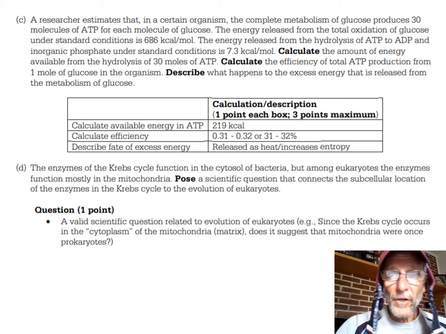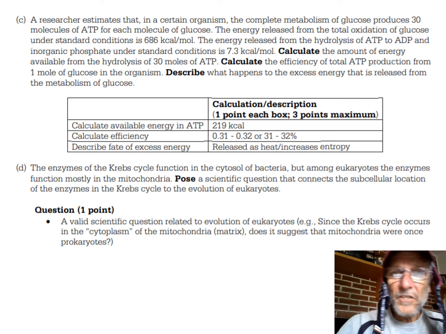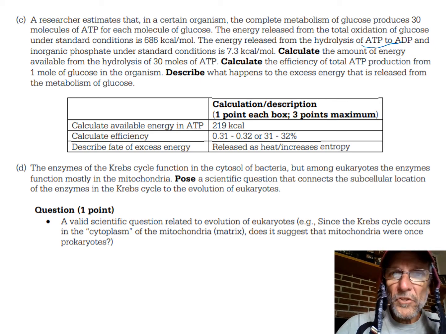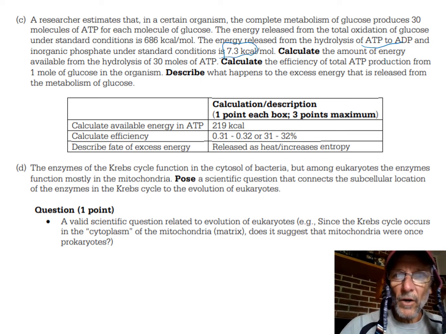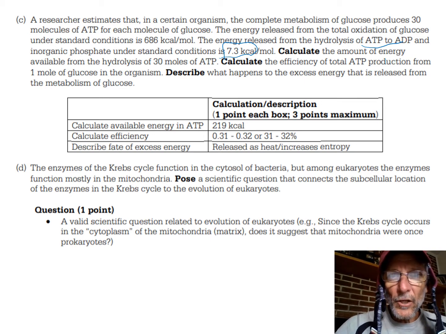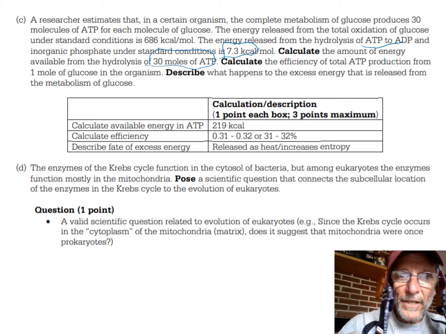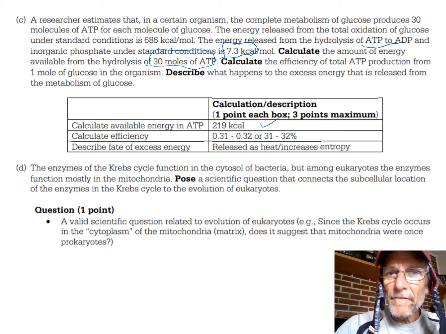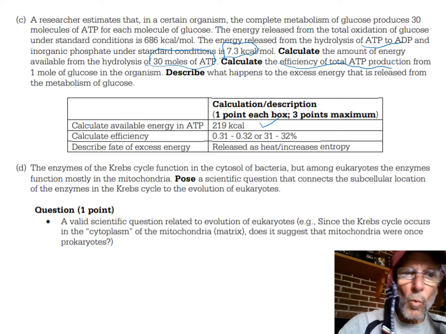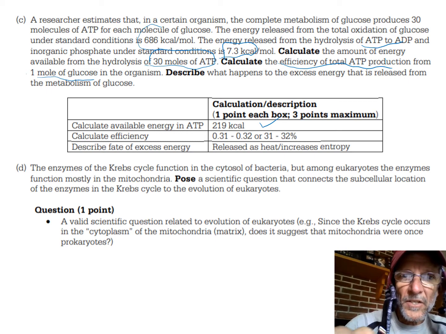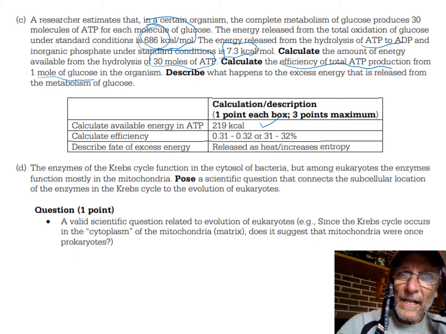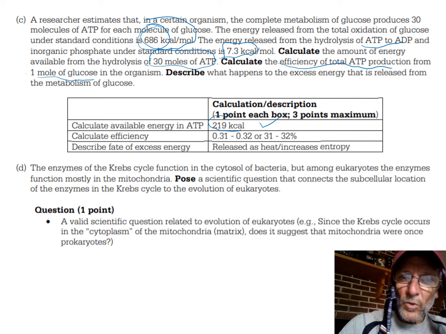A little bit of math here, okay? 2 different math things. So they give you these numbers, right? They tell you that 1 mole of ATP is worth that much energy, right? So how much energy is in 30 moles of ATP? 30 times 7.3, 219, right? The efficiency of total ATP production from 1 mole of glucose that they told you as this. Basically, how much of this ends up in ATP, that's what the efficiency would be all about. So how much ended up in those 30 moles of ATP?